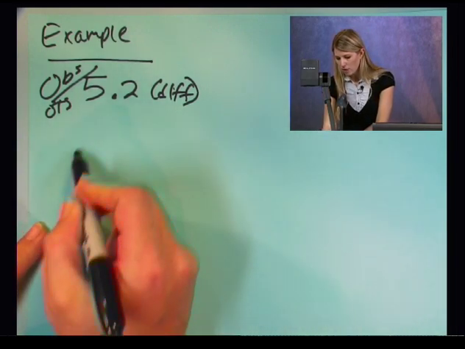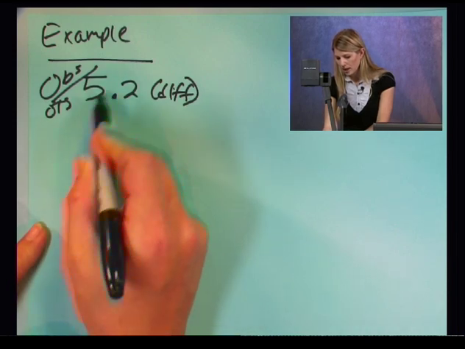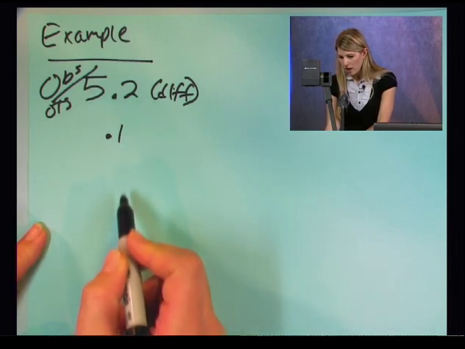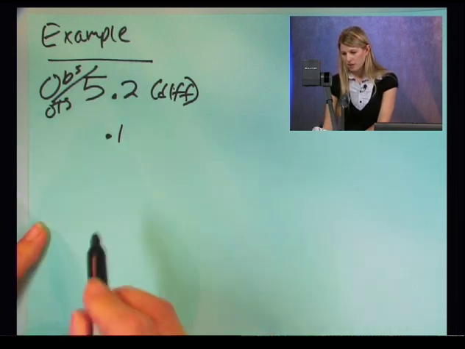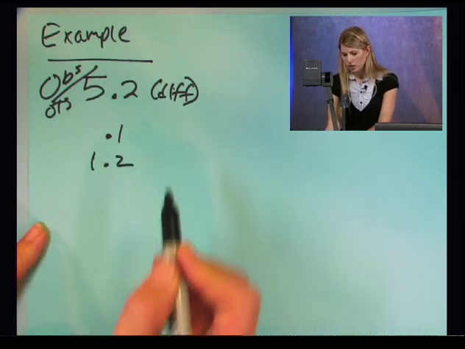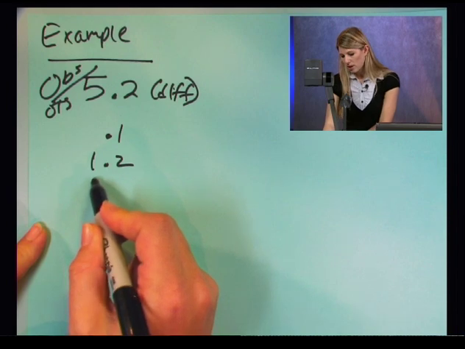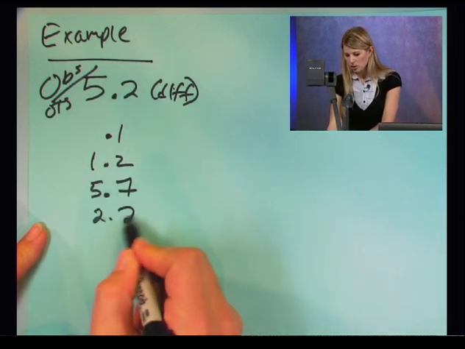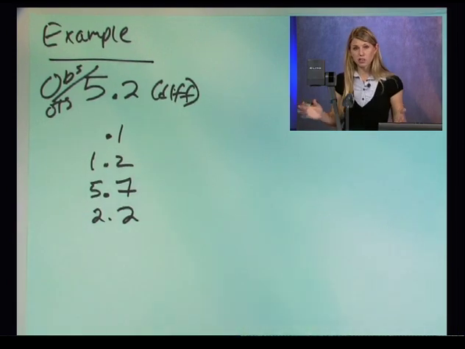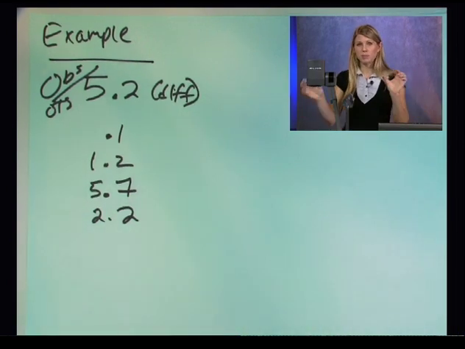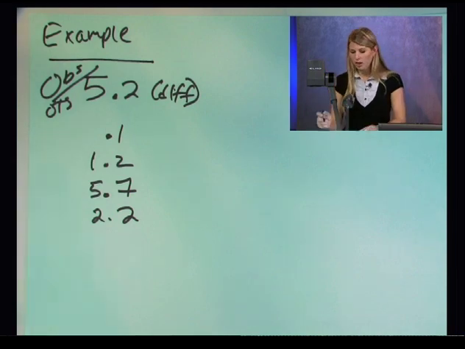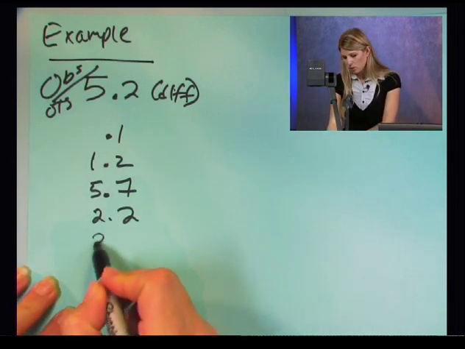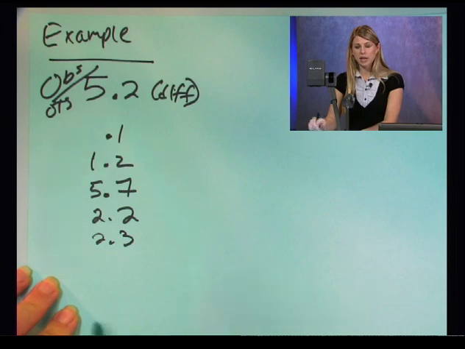And so let's say we shuffled again, and we got 0.1. And we shuffled again, and we calculated the difference between the two groups, and you get 1.2. And then you shuffle again, and you get 5.7. And you shuffle again, and you get 2.2. And you shuffle again, and you calculate the means for each of those groups. You subtract the mean from one group from the other, and you get a difference of 2.3. And then you do this again and again and again.